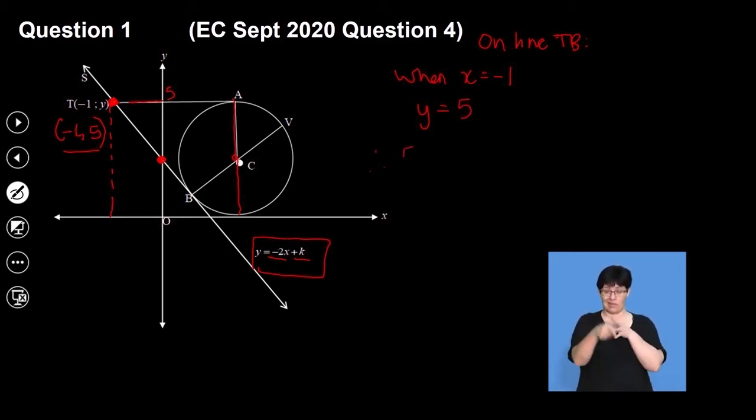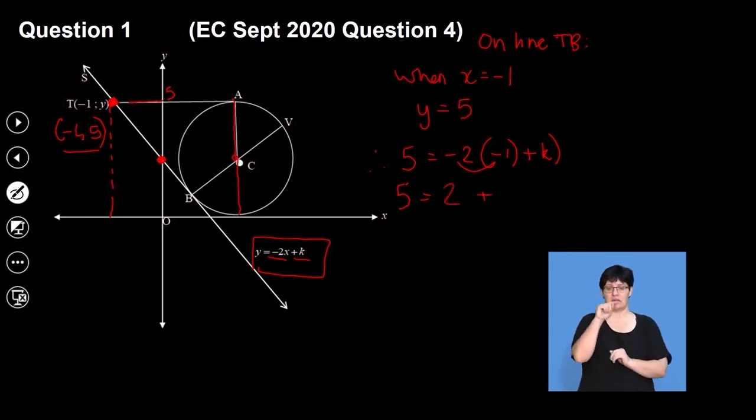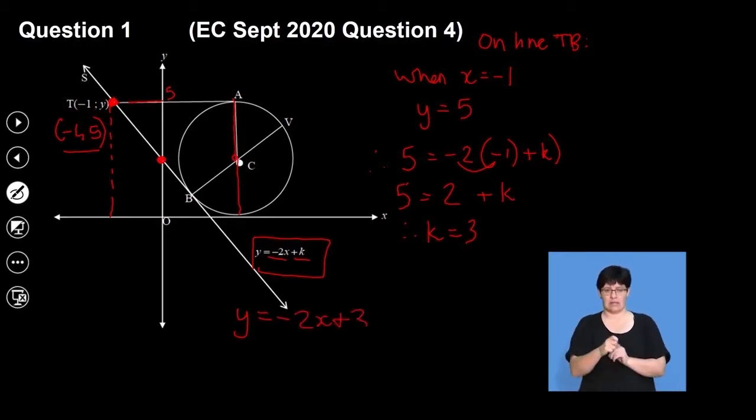So therefore, 5 is equal to minus 2 times minus 1 plus k. So we have 5 is equal to minus 2 times minus 1 is 2 plus k. Therefore, k must be equal to 3. Therefore, the equation of this line is y equals minus 2x plus 3. And now we've found that value of k.